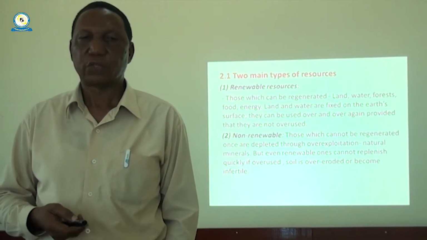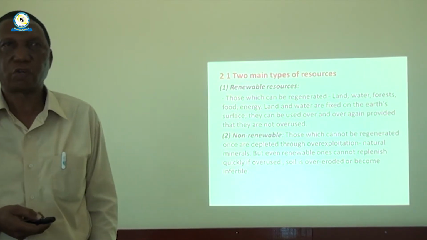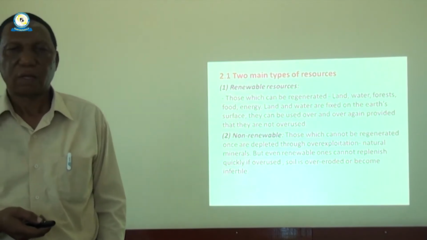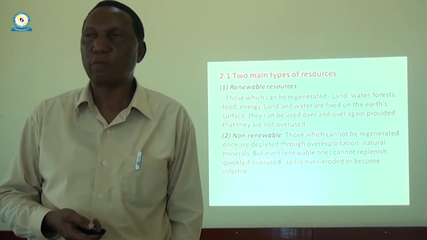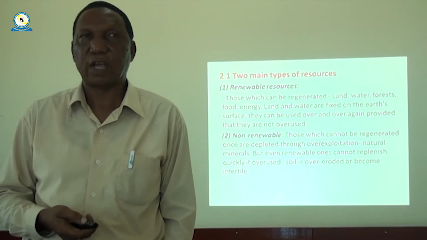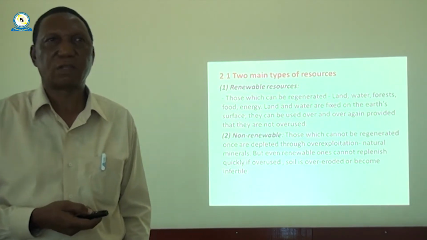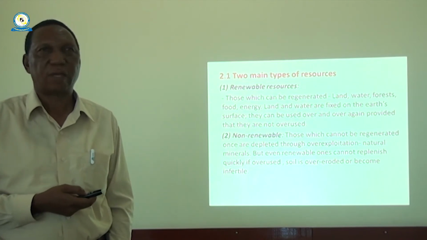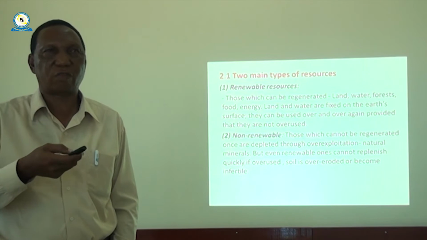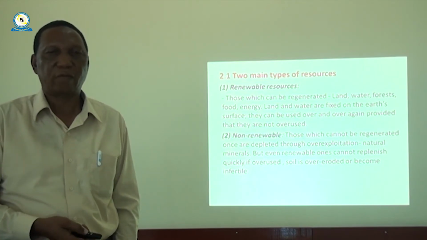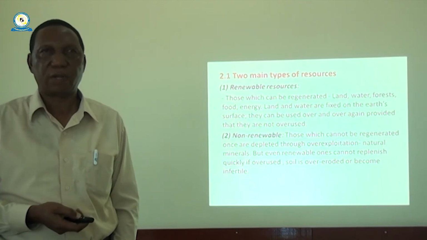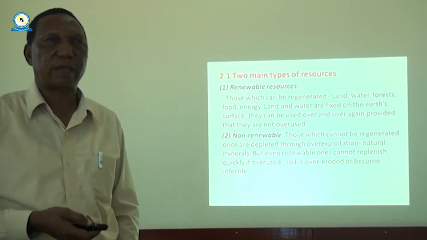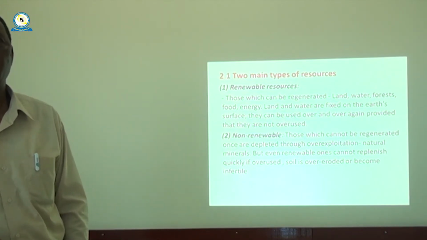But even renewable ones cannot be replenished quickly if overused. For example, soil. If soil is not taken care of, for example against erosion, you find the soil is eroded. Then you end up with infertile soil. Or when you use some fertilizers, the soil can reach a point where it loses some of its minerals. They just fall down to the subsoil, and then the upper soil loses minerals. So these are the two types of resources.